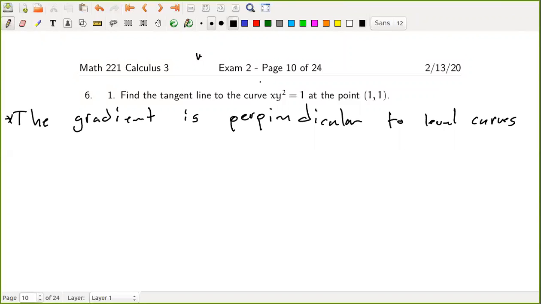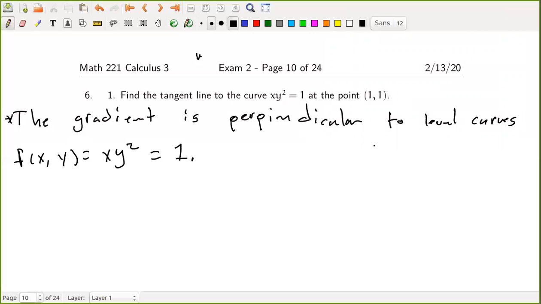Okay, so we have a function, f of xy. In this example, f of xy is equal to xy squared, and we have a particular level set, the level set 1. F of xy is equal to 1. So we want to find the tangent line to this curve. And remember, when you want to find the parameterization for a tangent line, you need two things. You need a point on the line, and you need a vector that is in the same direction of the line. Okay, so we know the gradient is perpendicular to level curves.